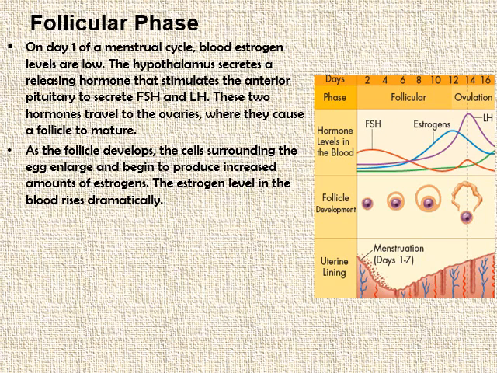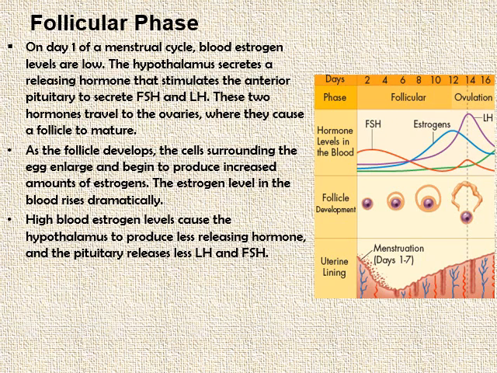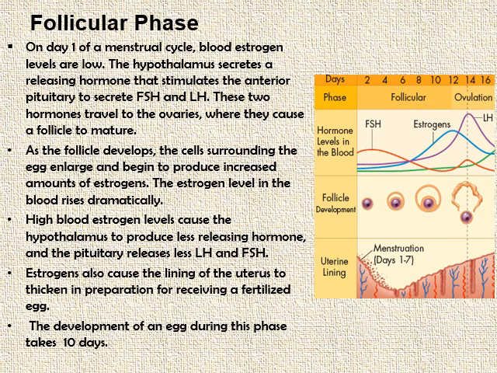As the follicle develops, the cells surrounding the egg enlarge and begin to produce increased amounts of estrogen. The estrogen level in the blood rises dramatically. High blood estrogen levels cause the hypothalamus to produce less releasing hormone and the pituitary to release less LH and FSH. Estrogens also cause the lining of the uterus to thicken in preparation for receiving a fertilized egg. The development of an egg during this phase takes 10 days.